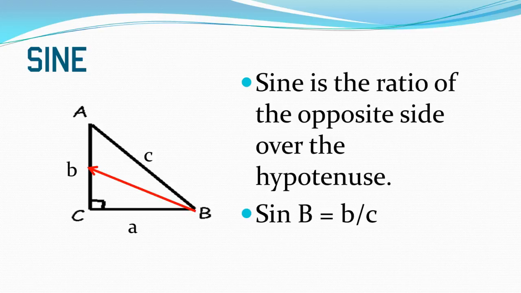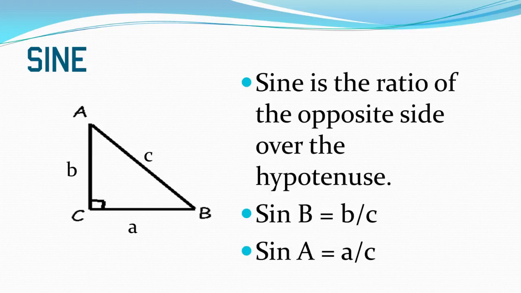C is always the hypotenuse. It's directly across from the right angle. So I would set up sine of B, the angle, equals b over, or divided by, c. Depending on what we're solving for, uppercase B could be a variable, lowercase b could be a variable, lowercase c could be a variable.